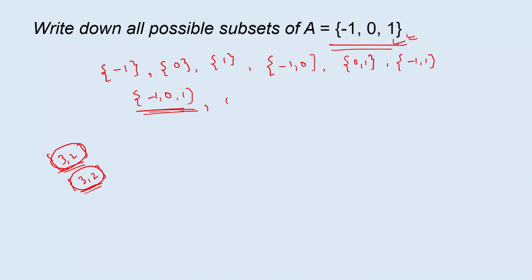And finally, the null set is a subset of every set. So these are all the possible subsets that we can derive from this given set. I hope that makes the concept of subsets clear to you.